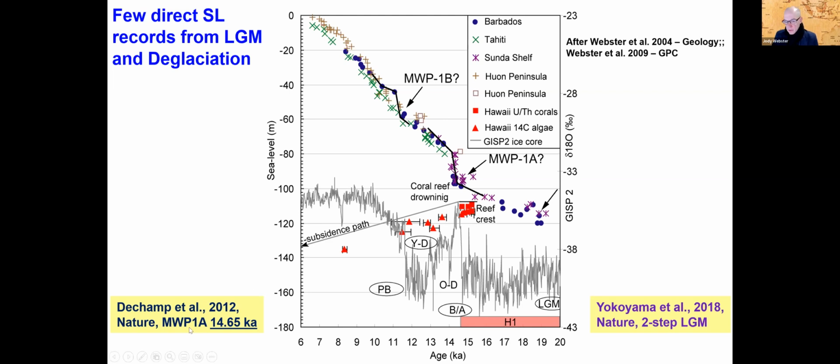And subsequent to that, of course, we've had the work done by Deschamps as part of Expedition 310, better constraining now meltwater pulse 1A, which is consistent with actually what we see at Hawaii. And of course, the Yokoyama Expedition 325 data, which gives a much better view of the LGM.